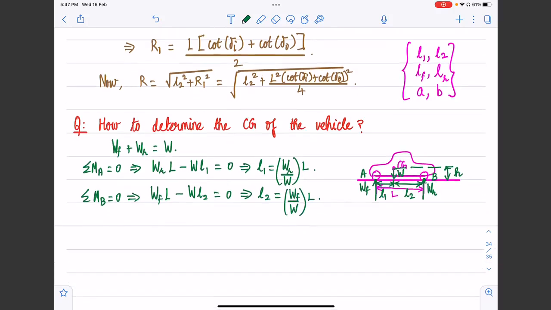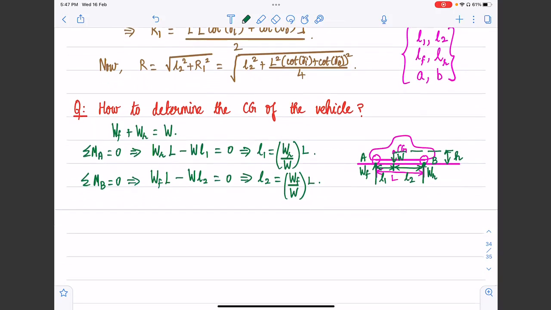And we can immediately observe that in a typical passenger car, where more static load is on the front, WF is going to be higher, so L2 is going to be larger. That means the CG is going to be towards the front, right? On the other hand, if you have more static load on the rear, like a truck or a lorry, then WR is going to be higher, L1 is going to be larger, so the CG is going to move towards the rear, right? So I think it's very intuitive from these expressions.